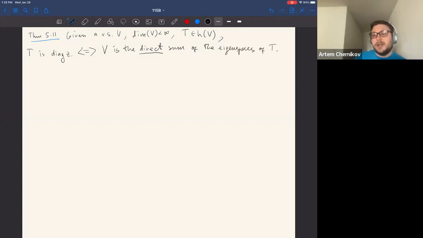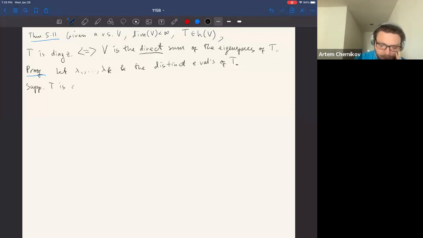Okay, so the diagonalizability is equivalent to this nice condition that the whole space can be split as the direct sum of the eigenspaces. Okay, so let's prove this. All right, so let lambda one through lambda k be the distinct eigenvalues of T. So we know there are finitely many because the space is finite dimensional. Okay. So first, suppose that T is diagonalizable.